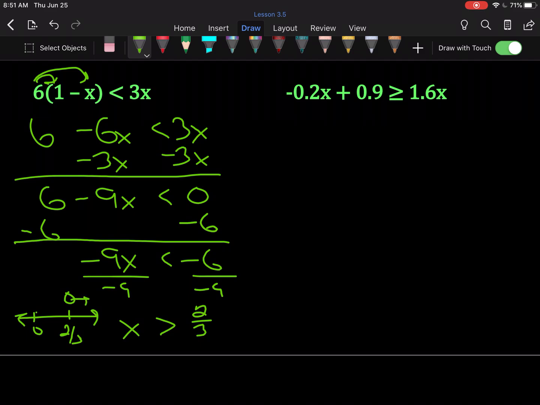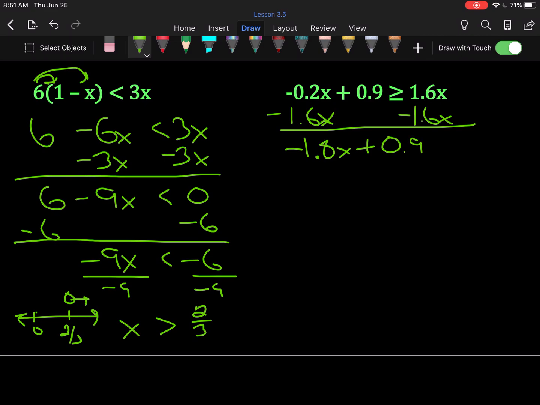Decimals, oh no, who cares? Not I. Make that 1.6 report to the other side because variables go on the left. Negative 0.2 minus 1.6 is negative 1.8. And we're greater than or equal to 0 because there's nothing left on the right side at the moment.